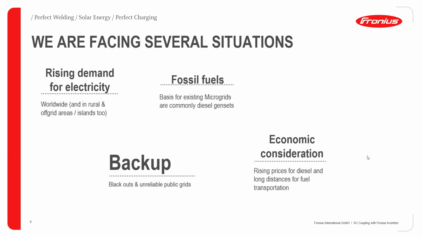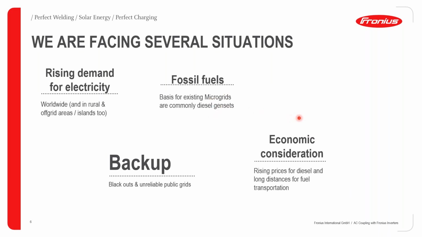We are also looking at areas where we have the national grid available, but we have the possibility of blackouts, or the grid is not reliable to a big extent. So you think of doing a backup system with an AC coupled configuration with string inverters and battery inverters. We also have economic considerations, as I mentioned before, with generators powering most of the remote off-grid areas.